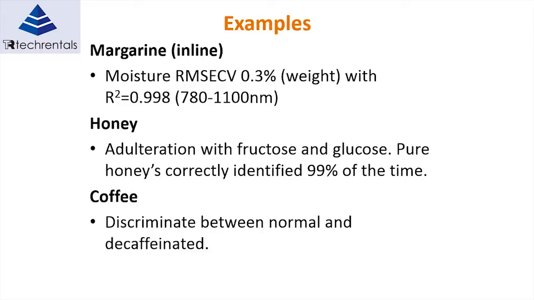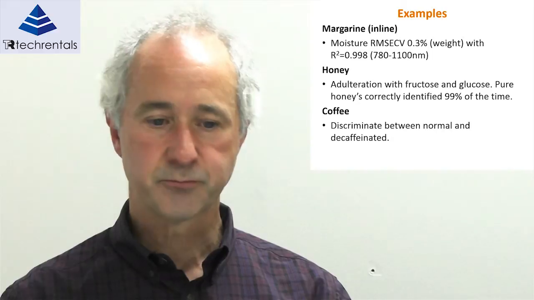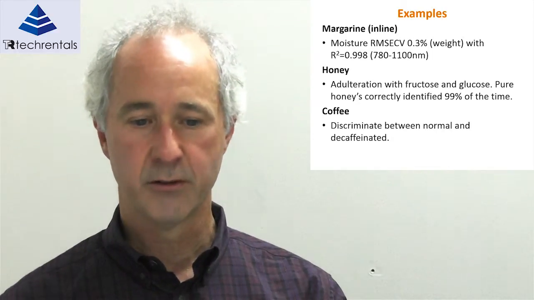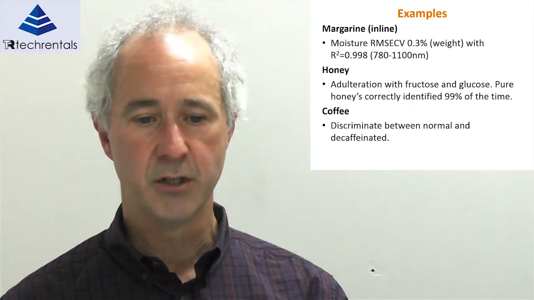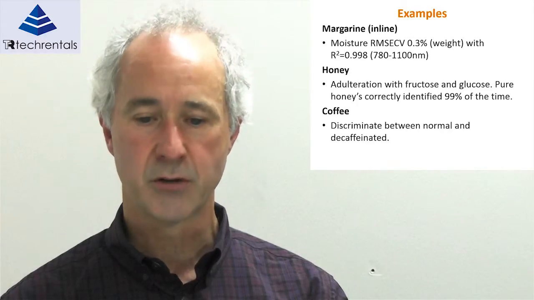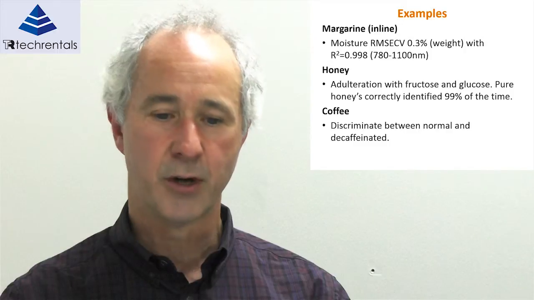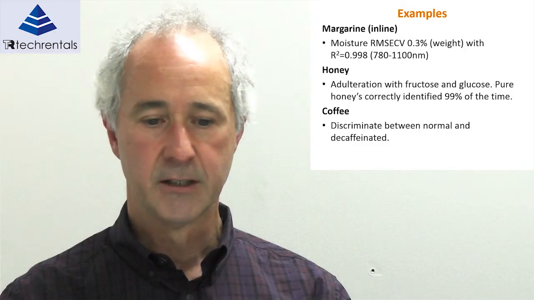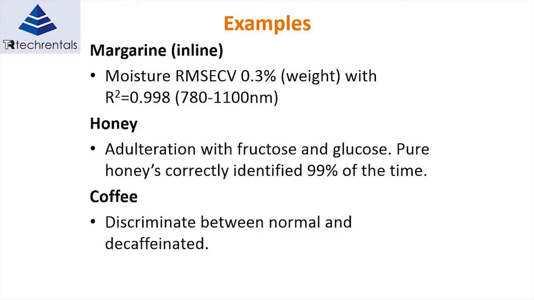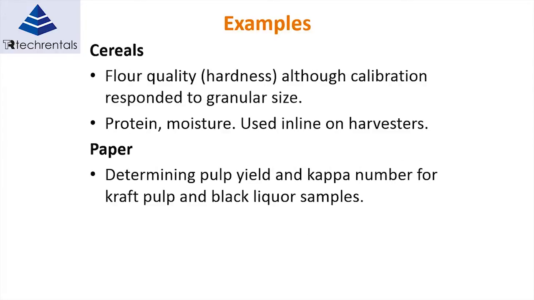Margarine's been used in line for quite some time for measuring moisture. Honey can also detect if it's been adulterated with fructose or glucose. If you're promoting it as pure honey, it can easily be measured that it's not. It's easy. Coffee, you can discriminate between normal and decaffeinated. If that's useful or not, I don't know.